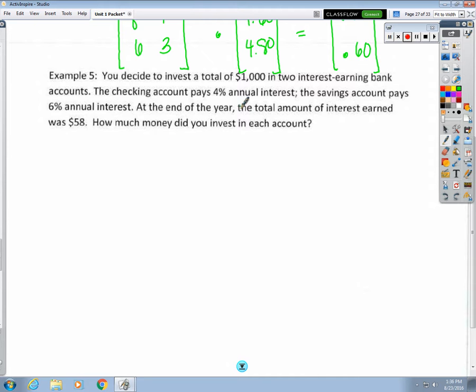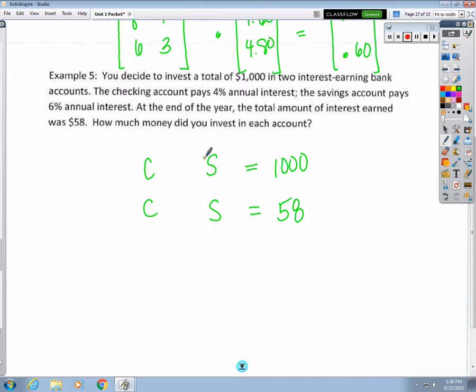At the end of the year, the total amount of interest earned was $58. How much money did you invest in each account? Okay, what variables would you like to use? Okay, I did C and S for checking and savings, but you don't have to. What are our totals here? 1,000 is one of the totals, and 58 is the other total.